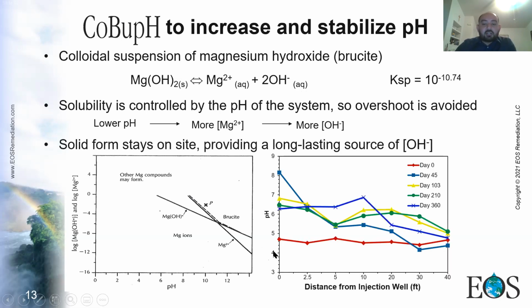Here we show you a little study where we injected COBOF, and you can see that the initial pH of the aquifer at the site was a little bit below 5. But as COBOF was injected, it eventually stabilized the pH to a more amenable value, and it stayed like that for over a year and at quite a high distance from the injection well.